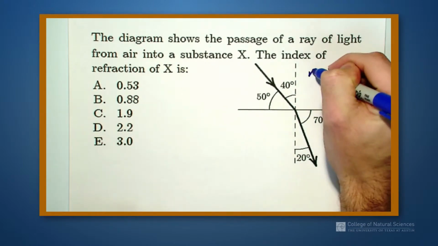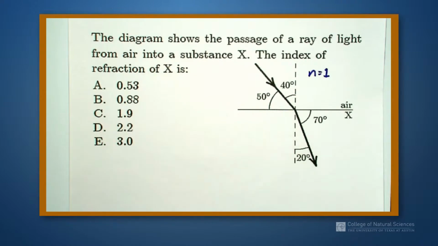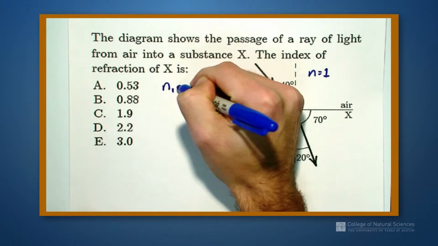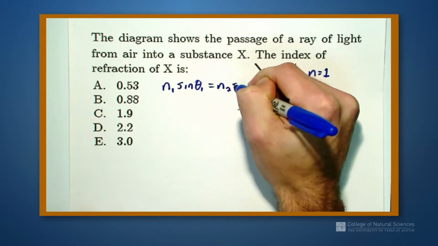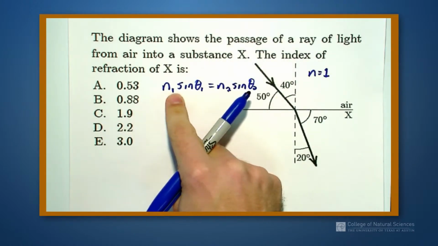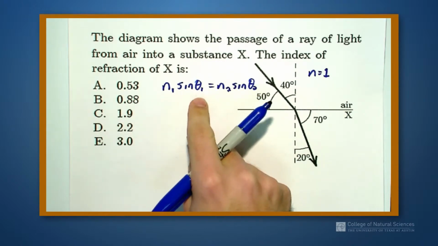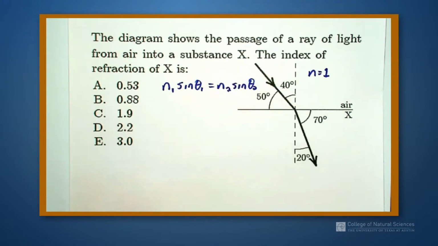Well, we know that air has an index of refraction of approximately equal to 1. And we know that the equation we use to describe this motion is Snell's law. It says n1 sine theta 1 is equal to n2 sine theta 2. Or the index of refraction of the first substance times the sine of the angle in that substance is equal to the same for the second substance.